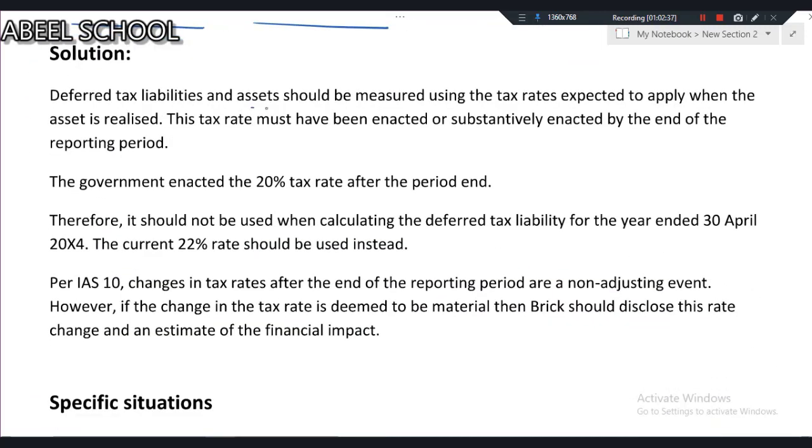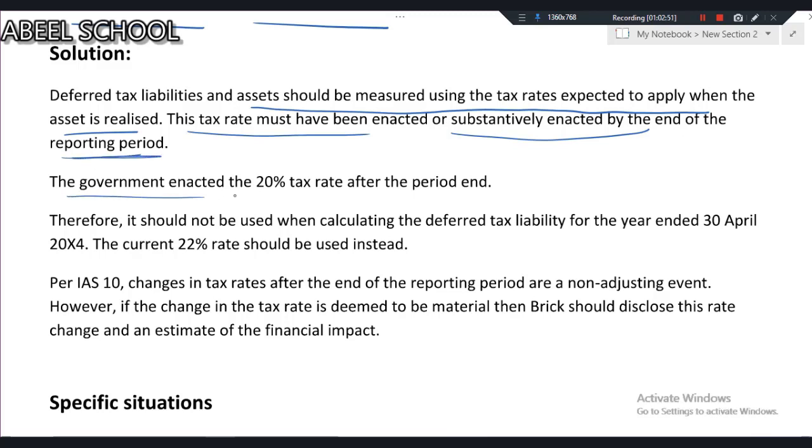Deferred tax liabilities and assets should be measured using the tax rate expected to apply when the asset is realized. The tax rate must have been enacted or substantively enacted by the end of the reporting period. The government enacted the 20% tax rate after the period end. That is very important.